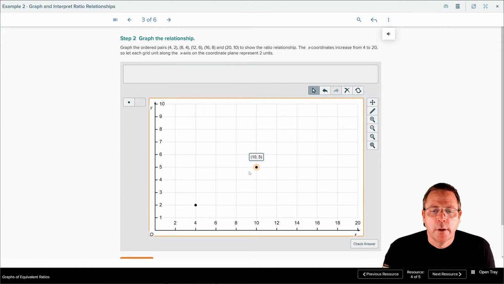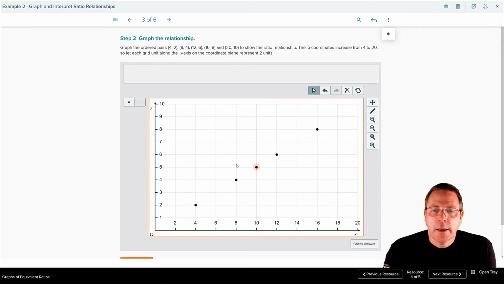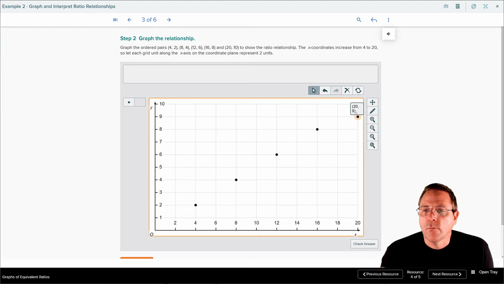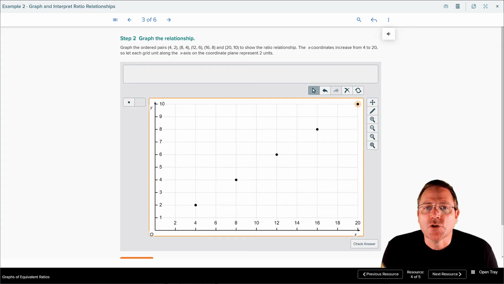My second point, I'm going to start at the origin, run 8, rise 4. My third point, I'm going to start at the origin, we're going to run 12 and rise 6. My fourth point, once again, we're going to start at the origin. This time I'm going to run 16 and rise 8. And finally, my last point, starting at the origin, we're going to run 20 and rise 10, creating another linear graph, a straight graph.